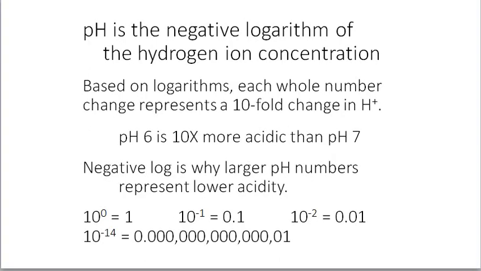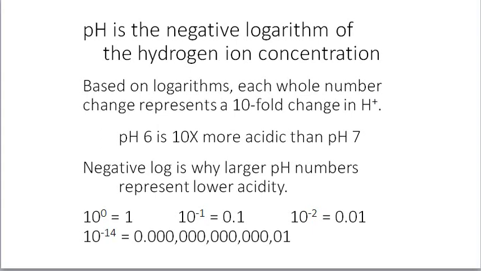Coming back to our definition of pH, more correctly, pH is the negative logarithm of the hydrogen ion concentration. Don't freak out on me. We're just going to use this to help explain a couple of things about pH. First, where do the numbers 0 and 14 come from?